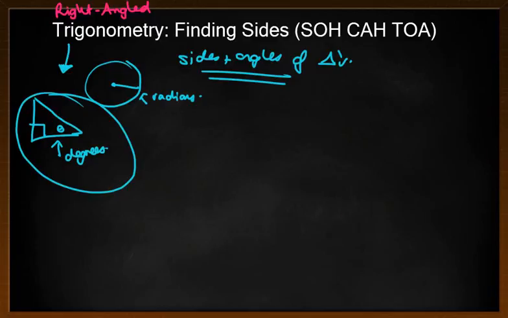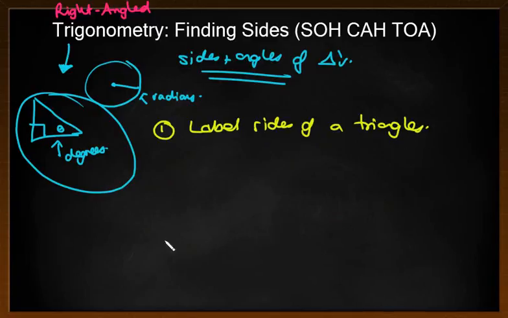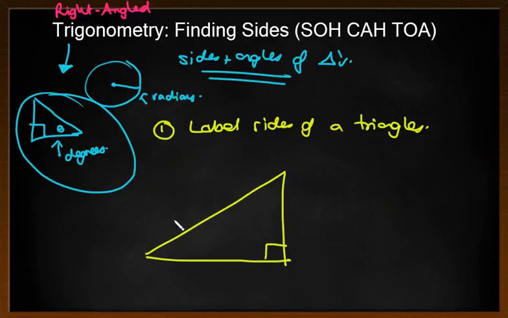One of the most important aspects of trig that you need to get used to is being able to label the sides of a triangle. It's called trig because it's about triangles. If I look at a right-angled triangle, we will hopefully remember that the longest side of a triangle is called the hypotenuse. That never changes in any of the questions. It's always opposite the right angle.